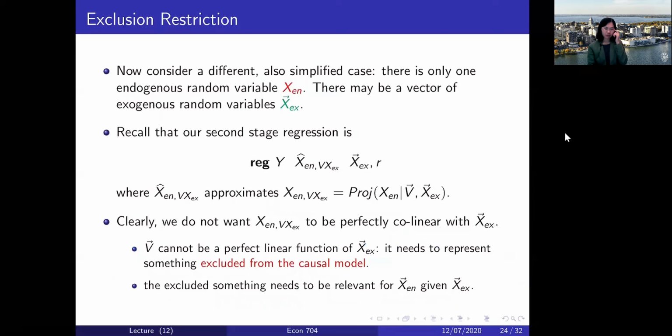All right, so we'll not talk about the most general case because the idea is basically the same. Usually we don't include any linear combination of XEX as the instrumental variables. So we always require the number of variables in V to be at least as large as the number of endogenous X.